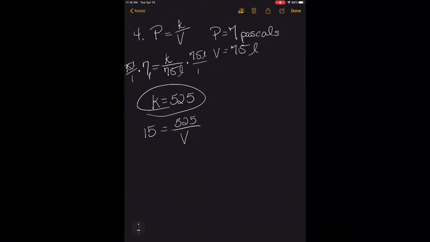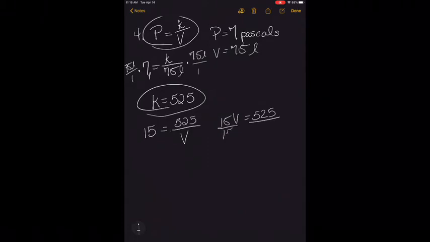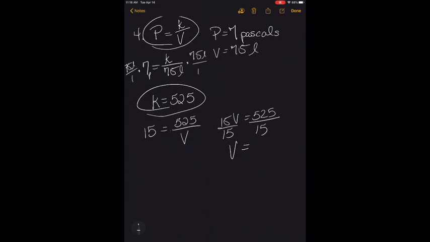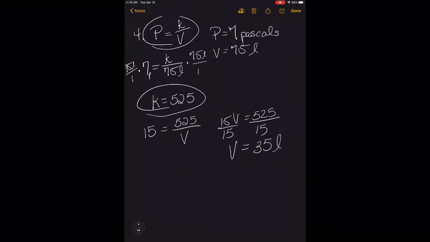If we multiply both sides by V, we could have actually solved for V using our formula, but it's okay. 15V equals 525. Divide both sides by 15. And we find that V equals 35 liters.